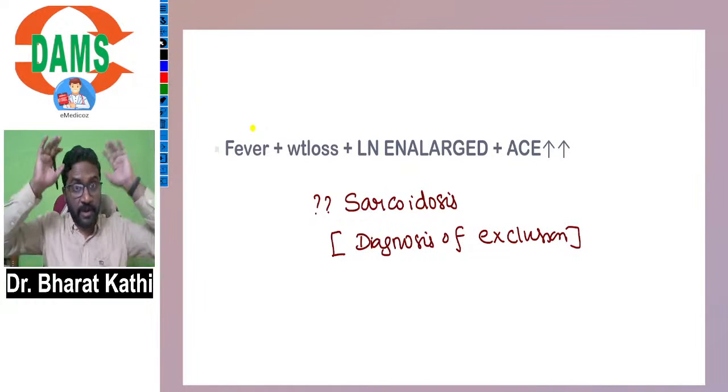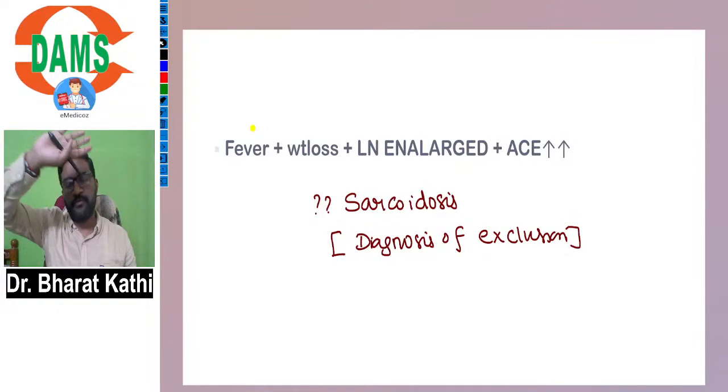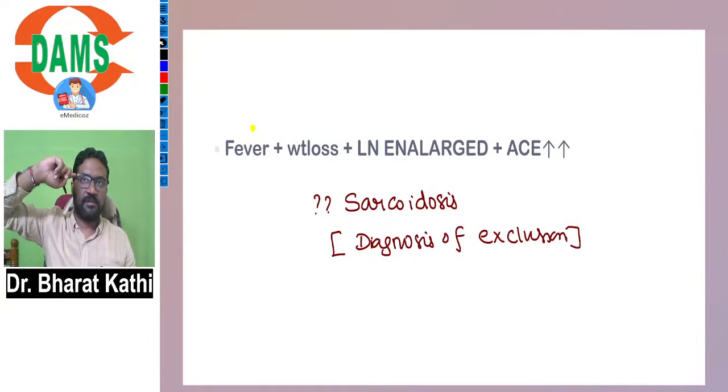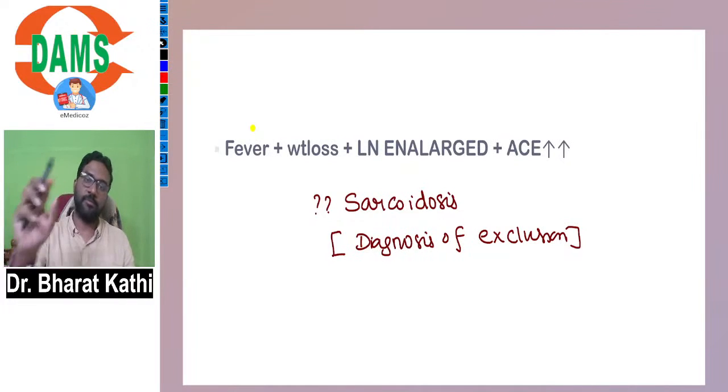There is no confirmatory test for sarcoidosis. You have to rule out all other diseases, and only sarcoidosis is left in your mind. And in the tissue biopsy, you have seen non-caseating granulomas. Then you can think of sarcoidosis. But this will give you a rough idea that this patient might probably have sarcoidosis. So this is not confirmed.